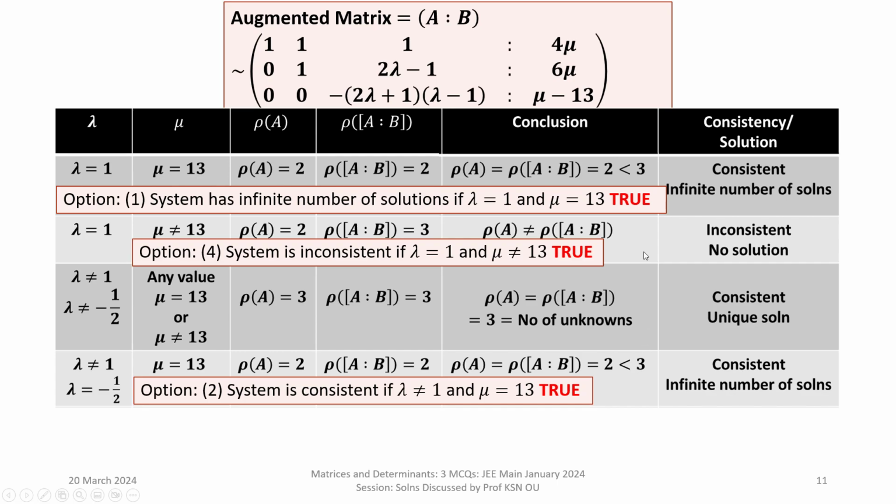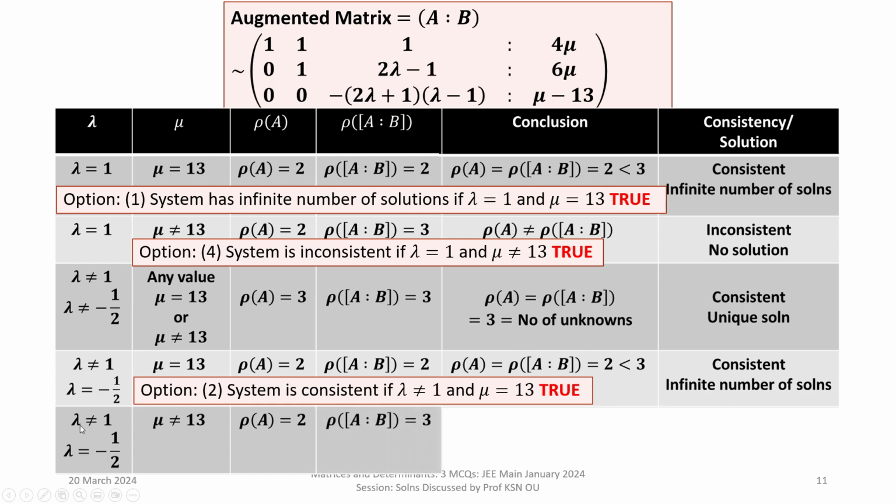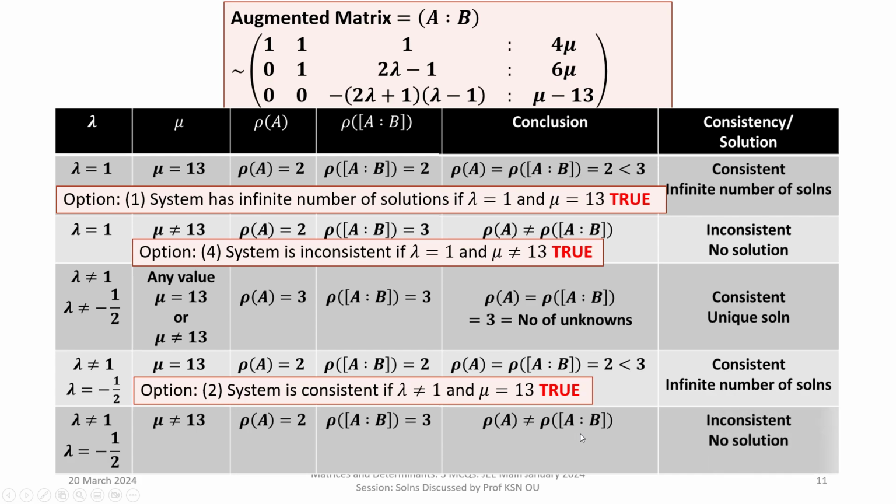They are also true. And the last case, lambda not equal to 1 and lambda is equal to minus 1 by 2. This will be 0. The rank of A will be 2. And mu not equal to 13 we have taken, and this is not equal to 0, and thereby the rank of the augmented matrix is 3. So then they are not equal, therefore it is inconsistent and therefore no solution.